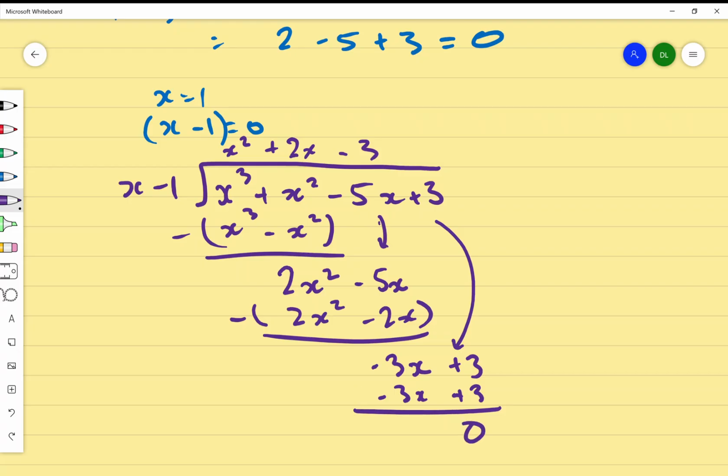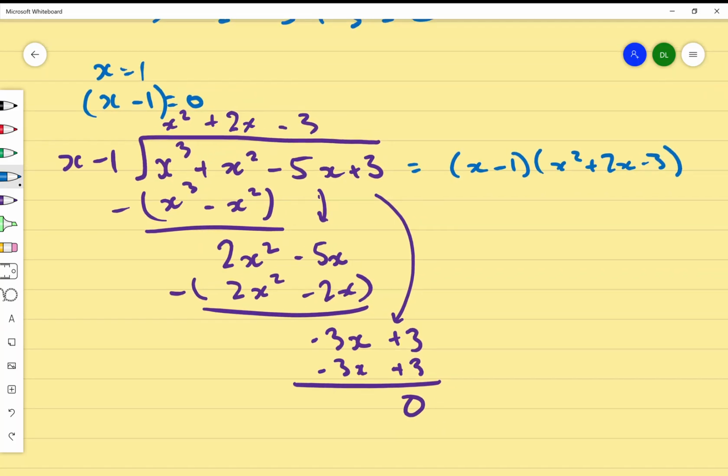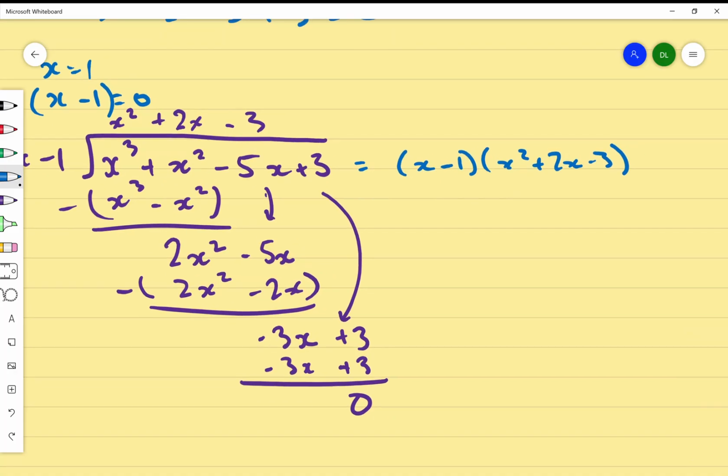We've done it right. So I know that this equation right here is the same as x minus 1 multiplied by x squared plus 2x minus 3. Is it possible for me to find my x-intercepts now? What do I have to do beforehand? I have to factorize that quadratic equation.